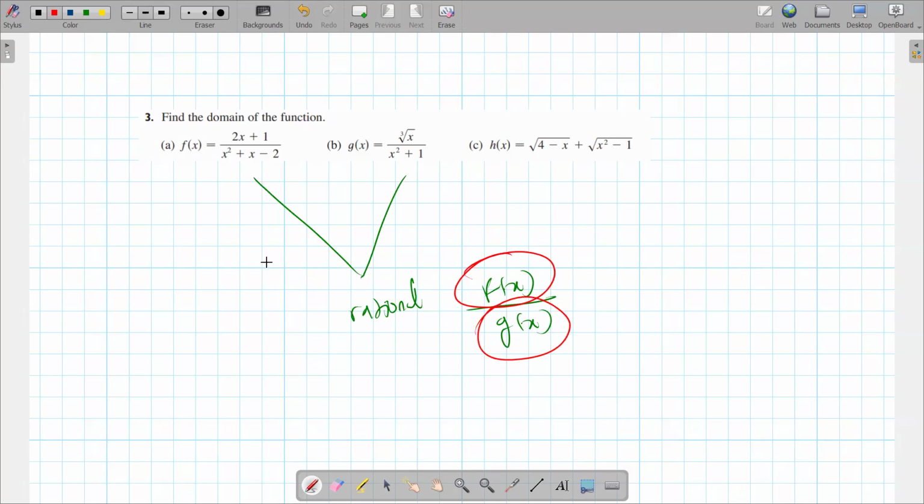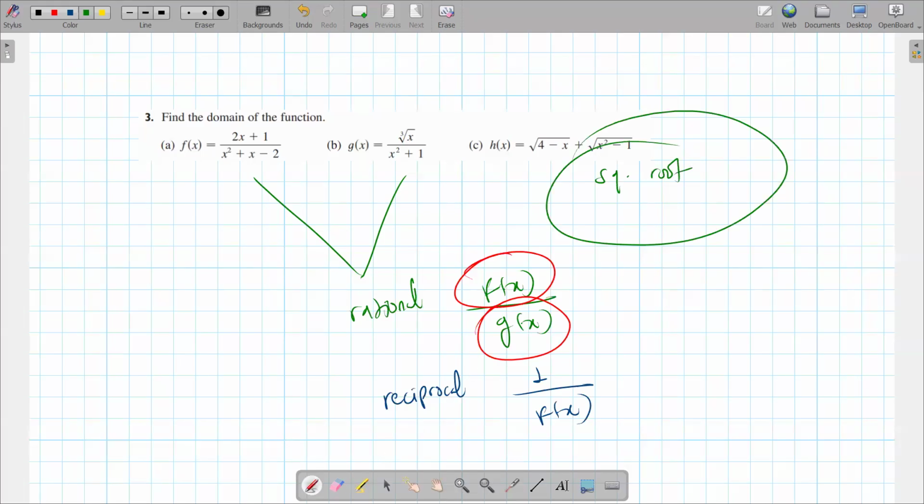That's a rational function. A reciprocal function usually just has a number on the numerator. It doesn't have another function. It just has a constant. That's the difference between a rational function and a reciprocal function. The third one here, C, is just a square root function because there's no numerator-denominator thing happening there.